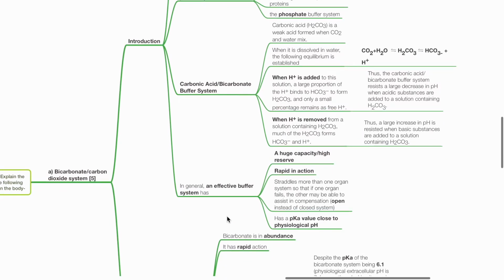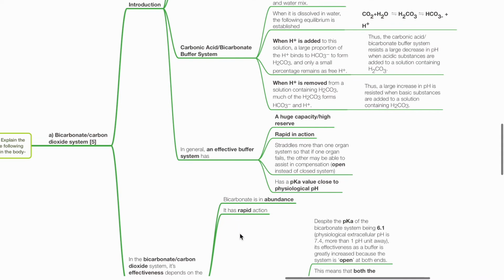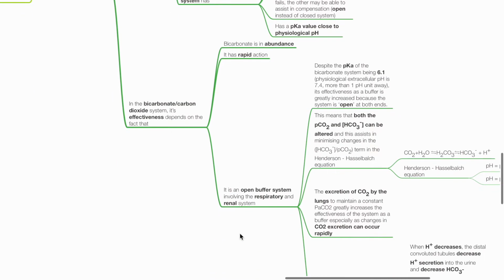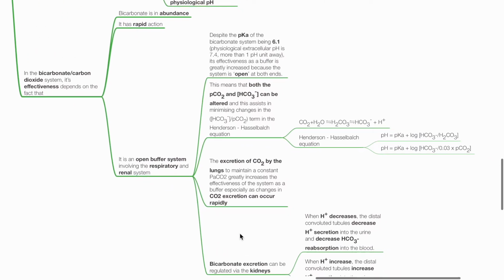In general, an effective buffer system has a huge capacity or high reserve, is rapid in action, and straddles more than one organ system so that if one organ fails, the other may be able to assist in compensation, i.e. an open system. And the buffer system has a pKa value close to physiological pH. The bicarbonate carbon dioxide system is effective as bicarbonate is in abundance, it has rapid action, and it is an open buffer system involving the respiratory and renal system.